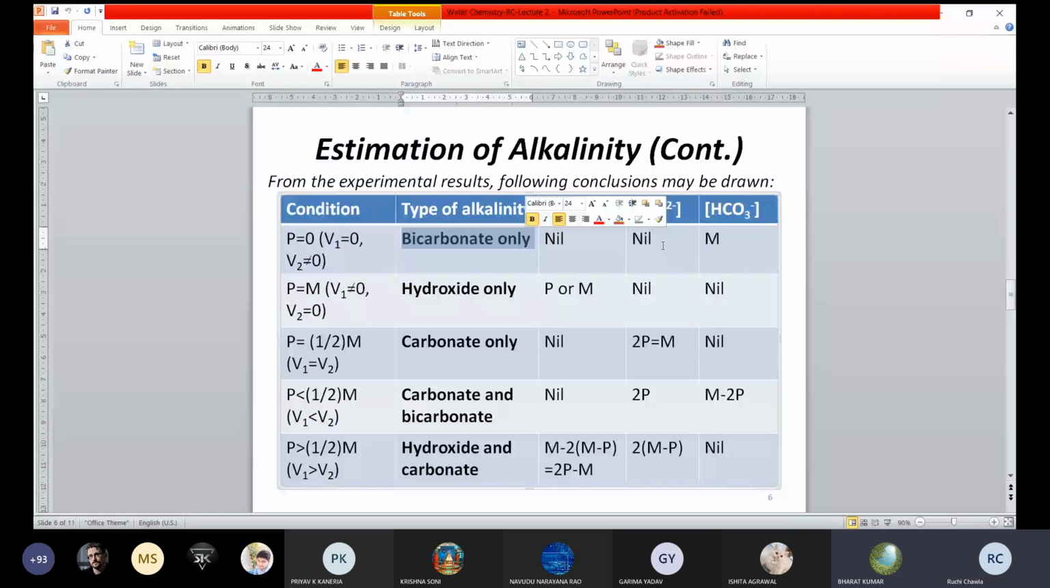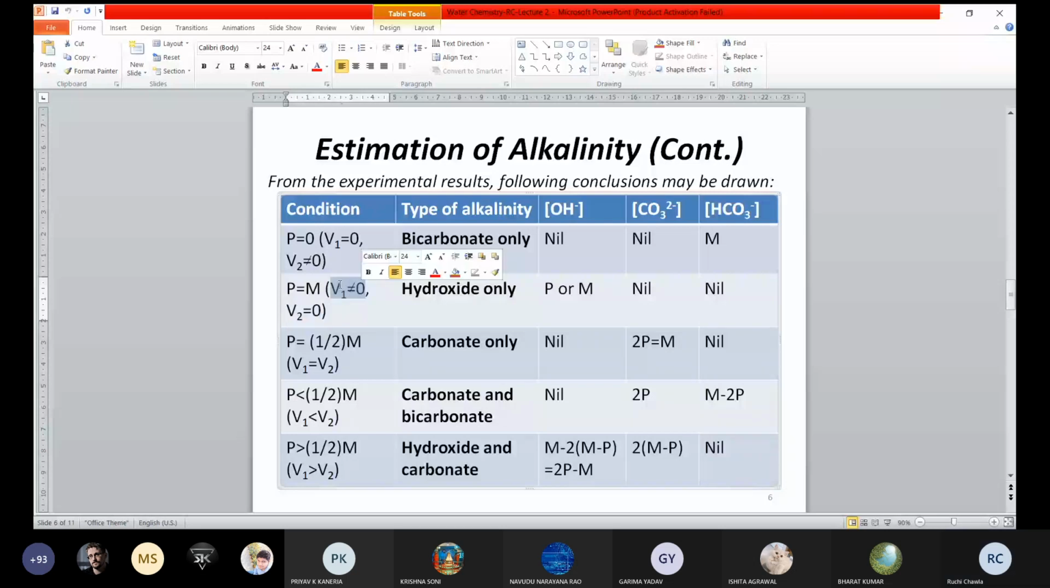Now come to the second condition, the other aspect of it. When V2 is 0, but V1 is not equal to 0. Experimentally, you will add phenolphthalein, you will get a pink color. You will add acid till that color changes to colorless. You will note down V1. But when you add methyl orange at this point, what color will you see? Colorless. On adding methyl orange, yellow.